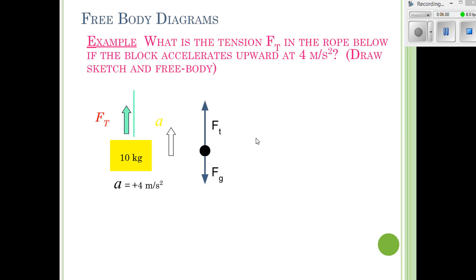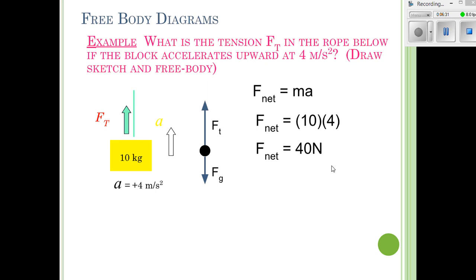Now, when I'm looking at how to solve this problem, I look at my net force. Remember, the net force is the sum of all the forces acting on an object. It is equal to mass times acceleration. Well, my mass is going to be 10 kilograms, and my acceleration is 4 meters per second squared, which means my net force is going to be 40 newtons. But I wasn't asked for the net force. I'm trying to figure out what this force of tension is. What is the force of tension in this rope here?